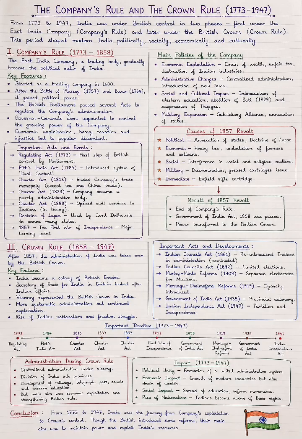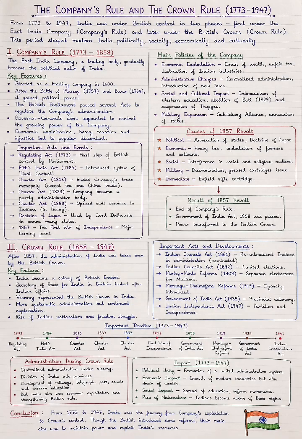Now, the revision of polity starts with the chronological order under two major headings. The first heading is the Company's rule, and the second is the Crown's rule. The Company's rule is from 1773 to 1858, and the Crown's rule from 1858 to 1947. So we will start with the Company's rule first, 1773 to 1858. Now our first chapter is about the Company's rule.